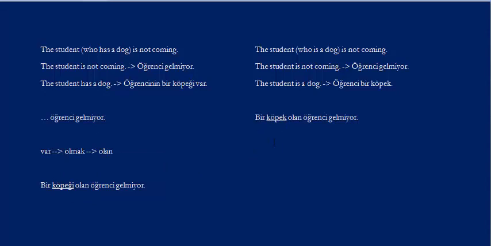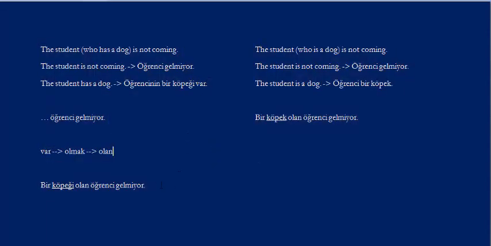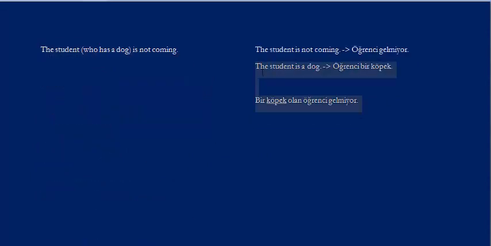But it's important. Okay? Not maybe for this sentence, probably you would never talk about a student who is a dog. But I mean, okay? You can sometimes. I can't think of an example right now. Oh yeah, I can. For example, the man who has a teacher is not coming, and then the man who is a teacher is not coming. Actually, let's work on those sentences. So first of all, let's delete this one.